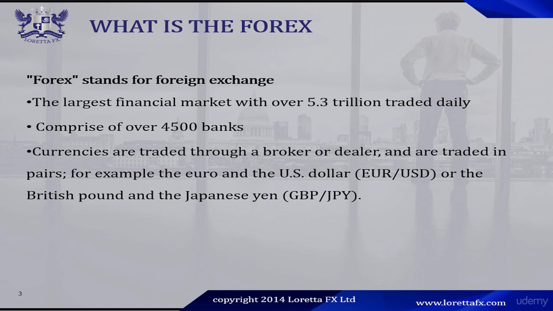The banks dominate the Forex market, and currencies are traded through a broker or dealer and are traded in pairs. For example, we have the euro and the US dollar, which is traded as the EUR USD, and we have the British pound and the Japanese yen, which is traded as the GBP JPY. So currencies are traded in pairs.